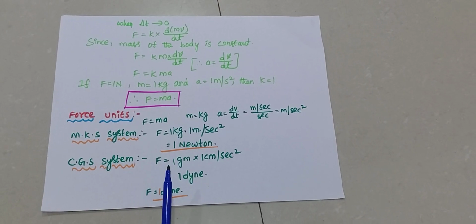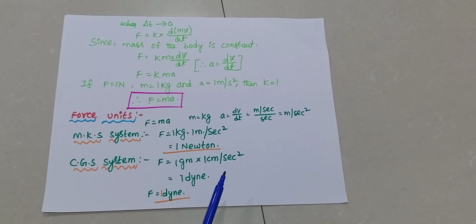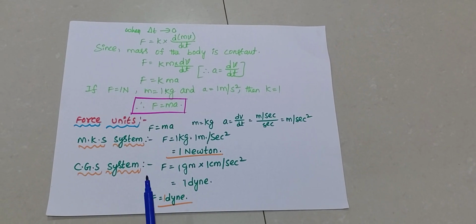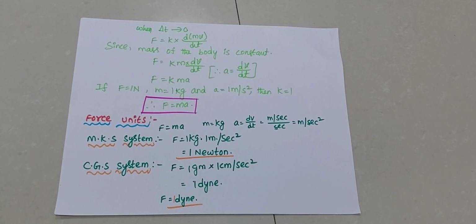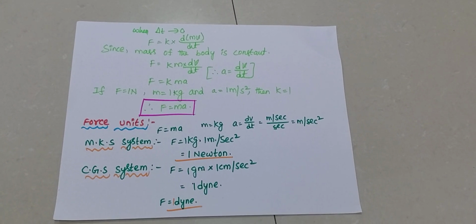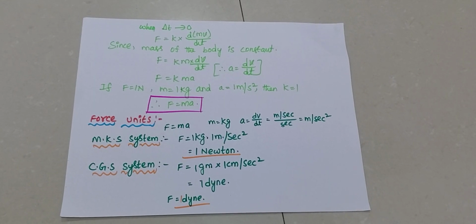In the CGS system, F is equal to 1 gram into 1 centimeter per second square. This is also equal to 1 dyne. The force unit in the CGS system is 1 dyne. Okay children, this is about Newton's second law of motion. Very important topic, children.